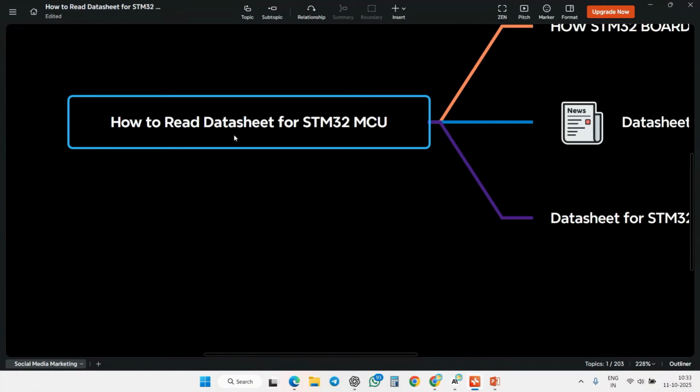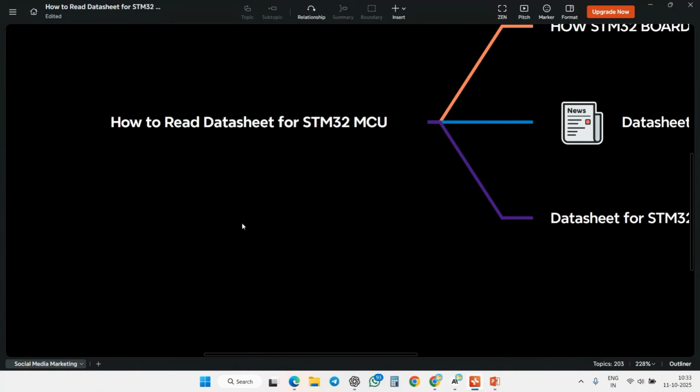How to read one data sheet. One microcontroller, so it could be any microcontroller. Whatever the microcontroller datasheet, you are able to download it. So how to read it and what are the data which is very, very important in that datasheet. That's what I'm going to teach you in this complete live session.